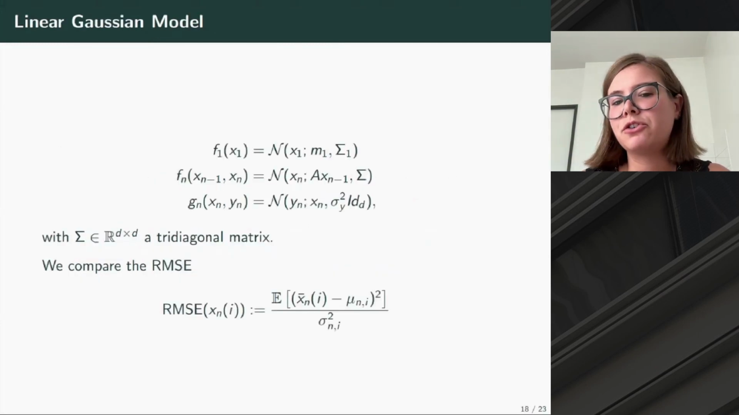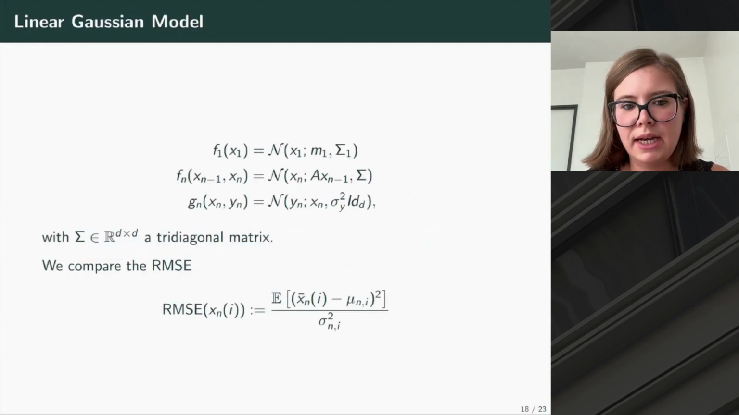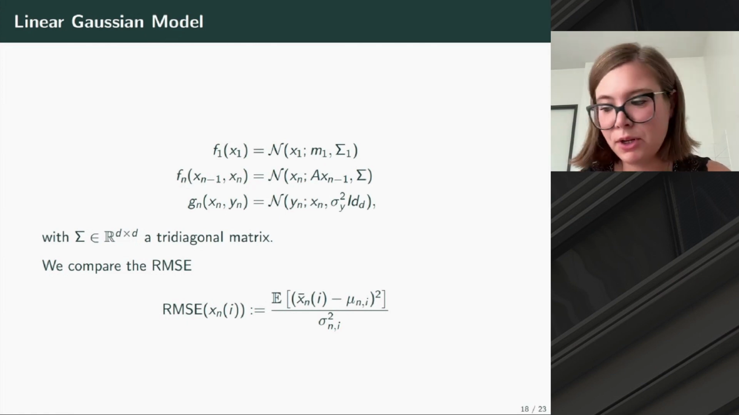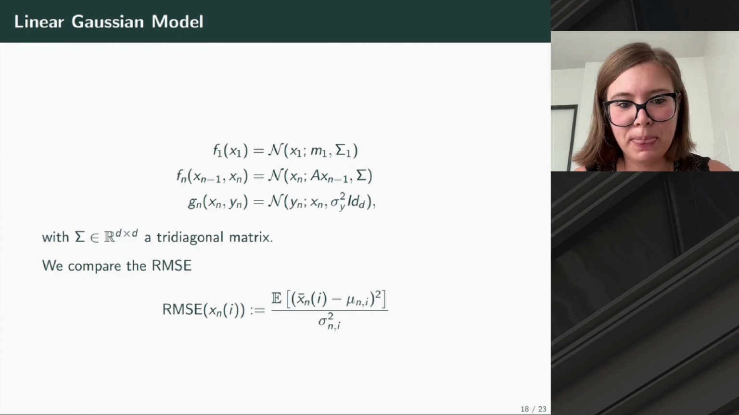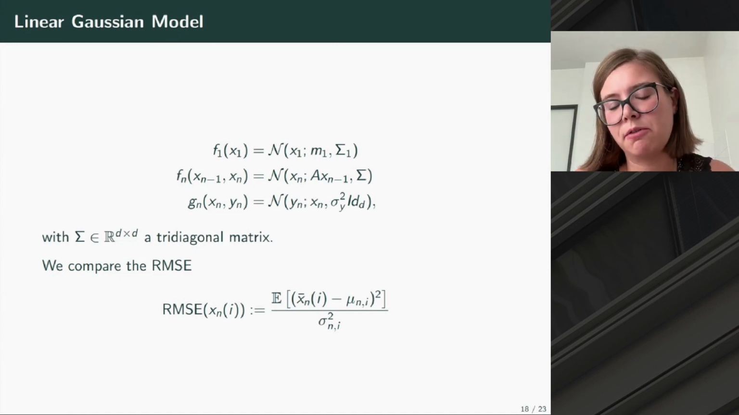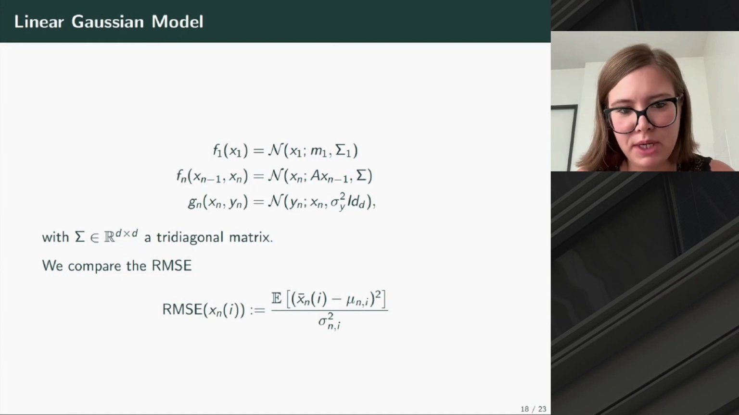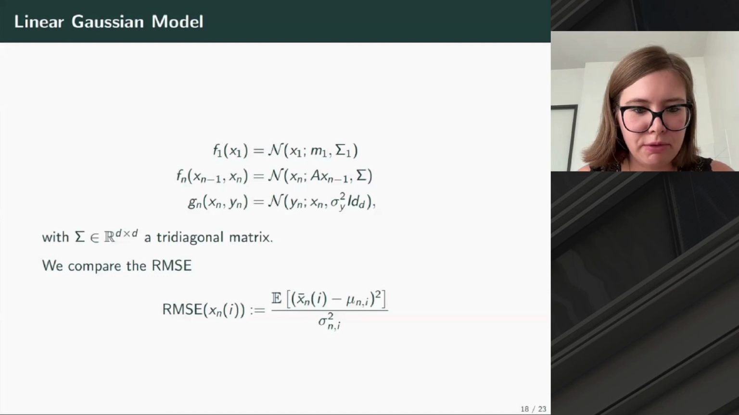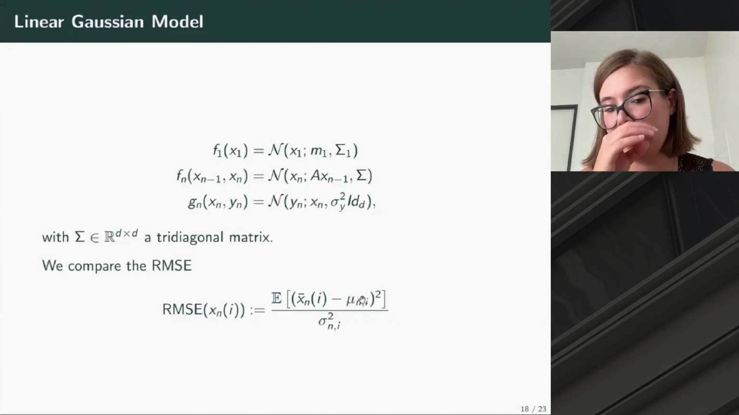So just to demonstrate that this works and compare with some competitors, I'm going to be looking at a linear Gaussian model. The reason we do this is simply because, as I already mentioned, we can compute everything we need in closed form using the Kalman filter. So I'm going to report the relative mean squared error, which is just the mean squared error divided by the variance.